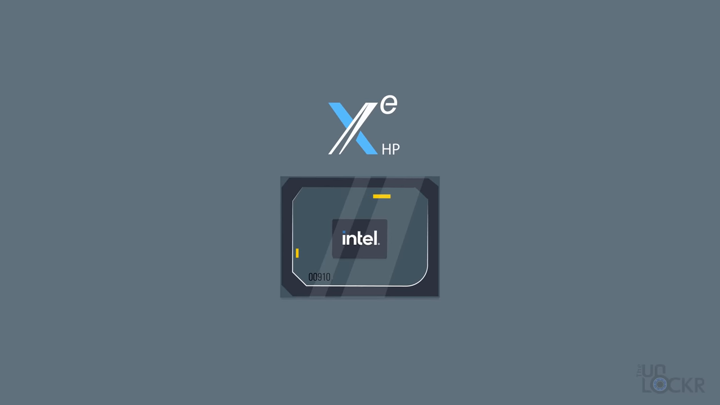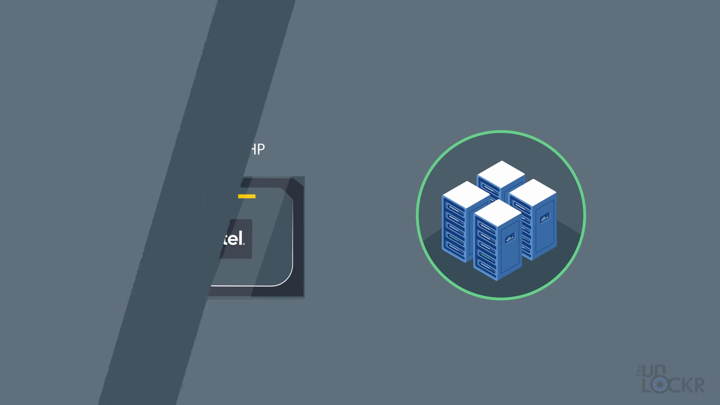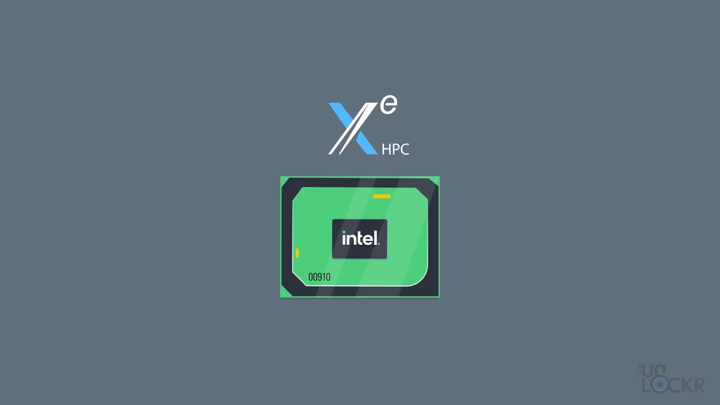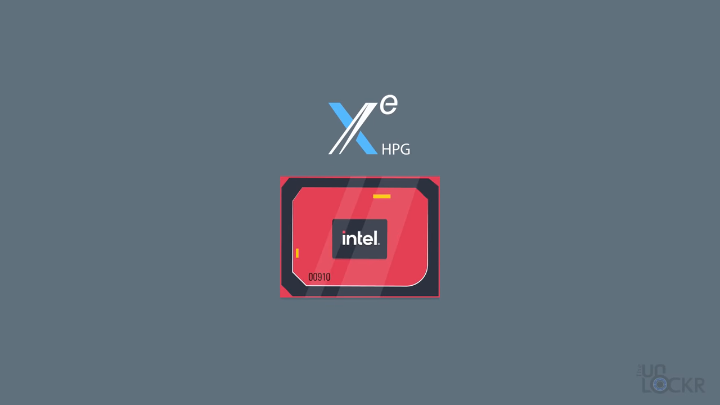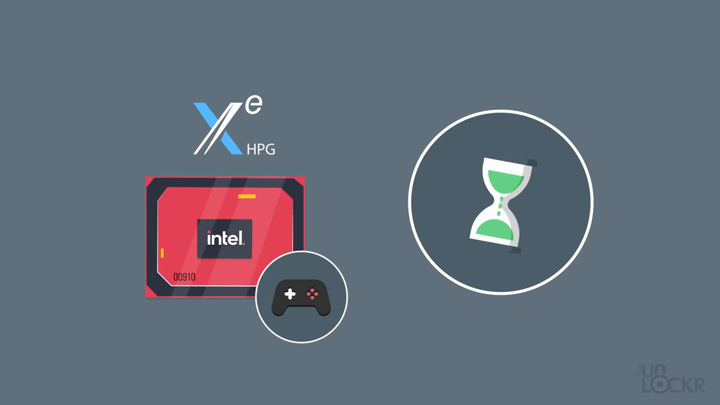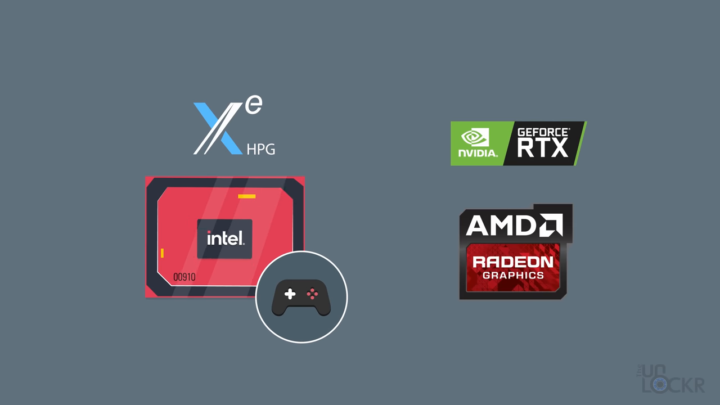Then we have XEHP, which is their high-performance line, but it's aimed at data centers, mostly. After that, we have XEHPC, which is their high-performance computing line, which we'll basically see in supercomputers, and that's probably it. And lastly, we have XEHPG, or high-performance gaming. And this is the one that everyone is kind of waiting to see come out, that has been rumored and even leaked a bit, and seems squarely aimed at NVIDIA and AMD's popular gaming GPUs.